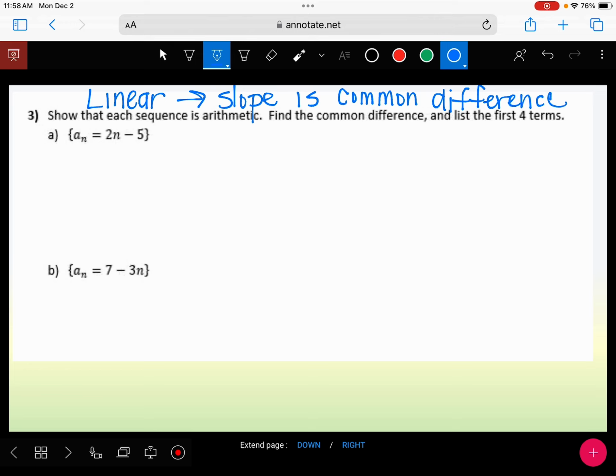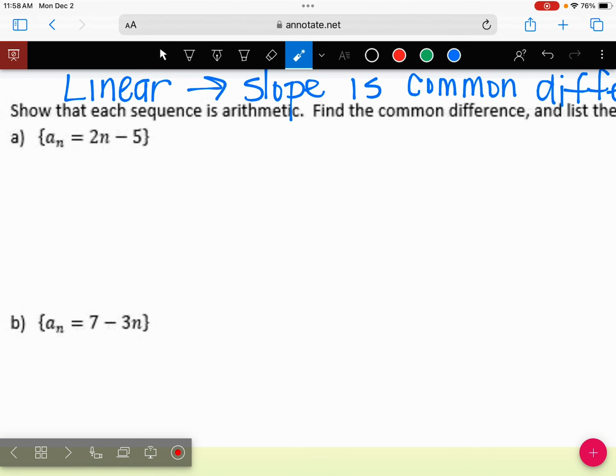So they gave us our rule. So let's go ahead. So this is the same as y equals mx plus b. What is the slope of this equation? What's the slope? 2. So we have a common difference of 2. That means that in this sequence, we're adding 2.